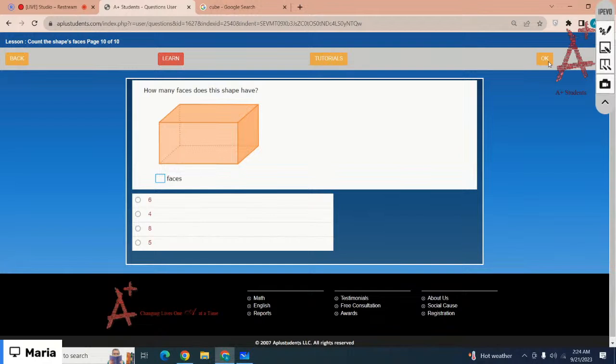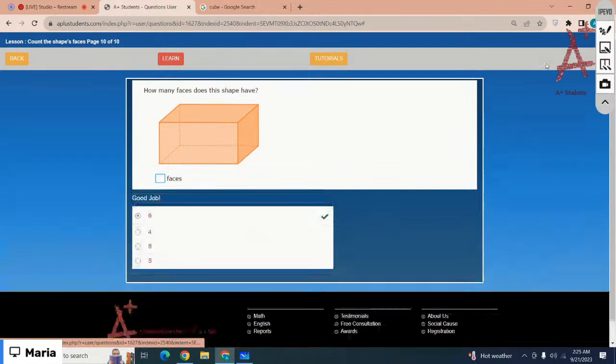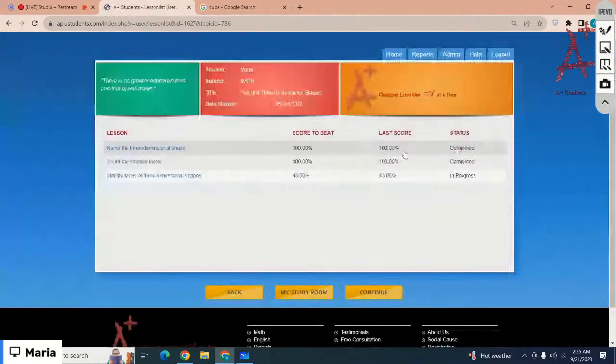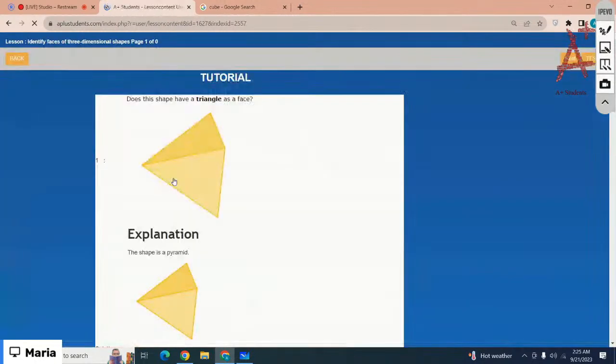Yes, this shape has six faces, right? So the correct option is six. Okay, we are done with the lesson. Let's see the next lesson, which is identify faces of three-dimensional shapes, right? Let's see how we identify the faces.